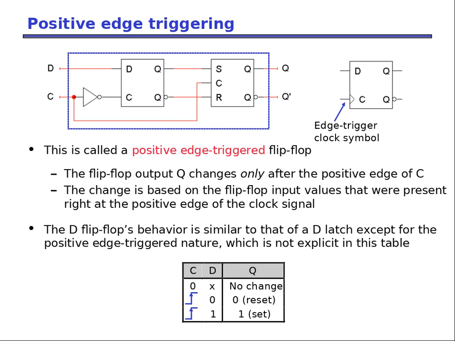So the symbol here is the edge-triggered clock symbol. They do a little caret thing right there to show that on the positive edge it flips or flops. Notice again, they took this whole box and put it into one box. Think about this, this is just abstracting it out.